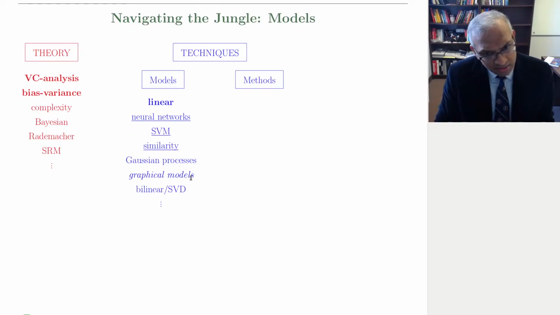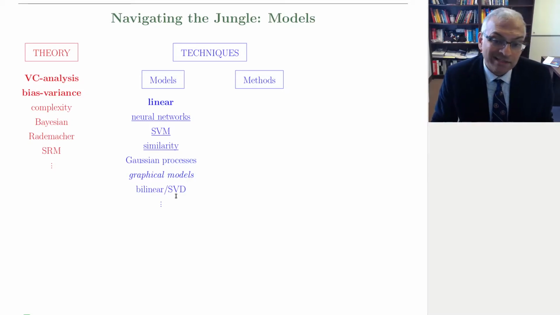Graphical models are a very powerful learning model, especially in vision. So if you're interested in vision, you might want to look up graphical models. Then bilinear or SVD-based approaches. When we discussed the Netflix problem, that was one of the solutions that ended up being a large part of the winning solution to the Netflix prize. So bilinear models are not that different from linear models.